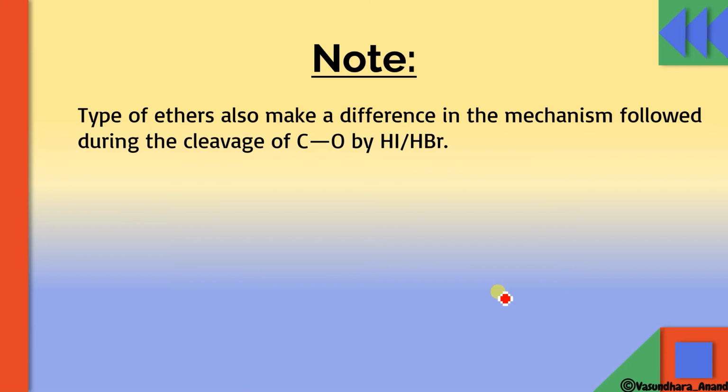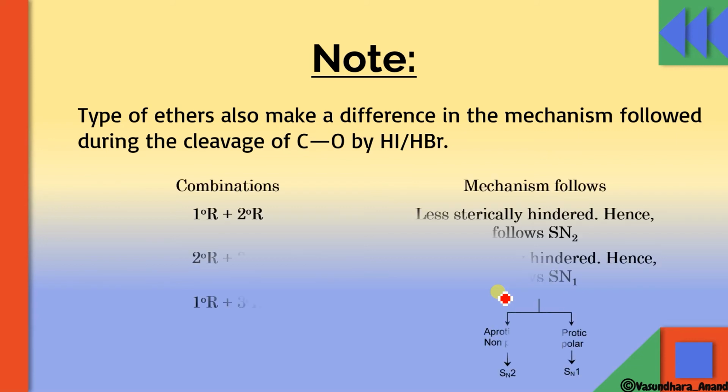The type of ether also makes a difference in the mechanism followed during the cleavage of the C-O bond by HI or HBr, which I have already told you in the reactions. The type of ether decides what product will form and how the C-O bond will break. If primary and secondary alkyl groups are there, there is less steric hindrance, hence it follows the SN2 mechanism. If secondary and tertiary alkyl groups are there, it is more sterically hindered, and that's why it will follow the SN1 mechanism. And if primary and tertiary alkyl groups are there, it will also follow SN1.